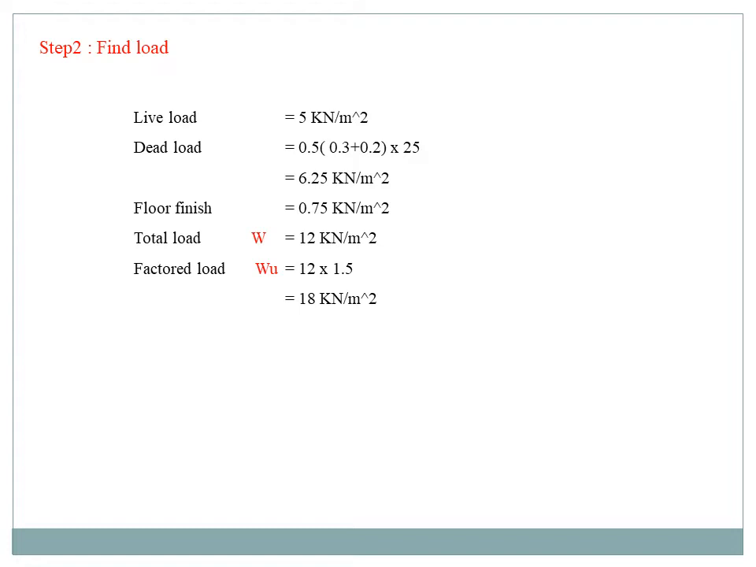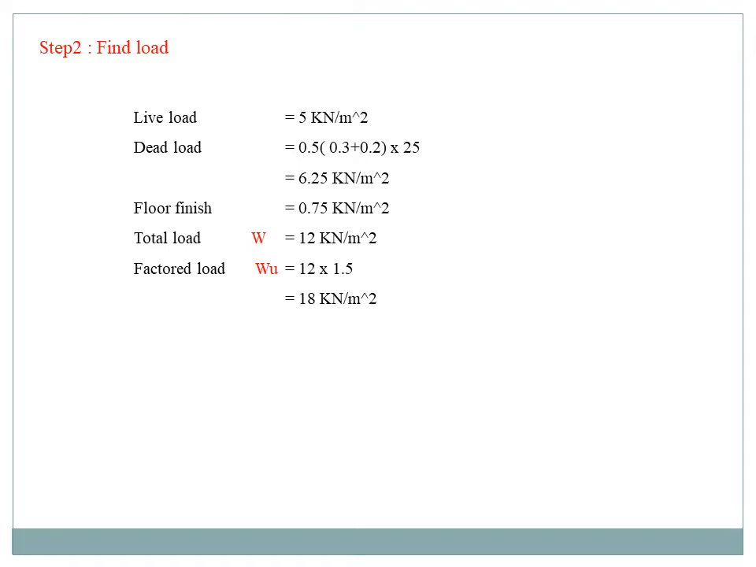Then floor finish is equal to 0.75. Sometimes floor finish is given in our question, otherwise if it is not given, you can assume 0.75 up to 1 kilonewton per meter square, so you can take that as the floor finish. Then total load is equal to adding all the loads, so live load plus dead load plus floor finish is equal to 12 kilonewton per meter square.